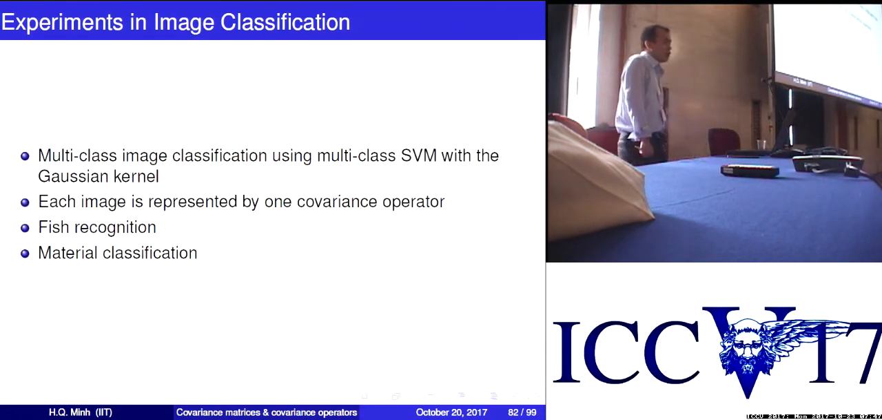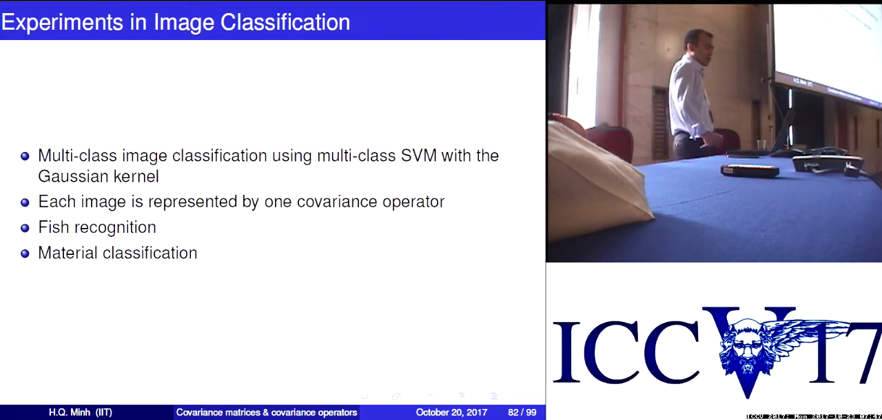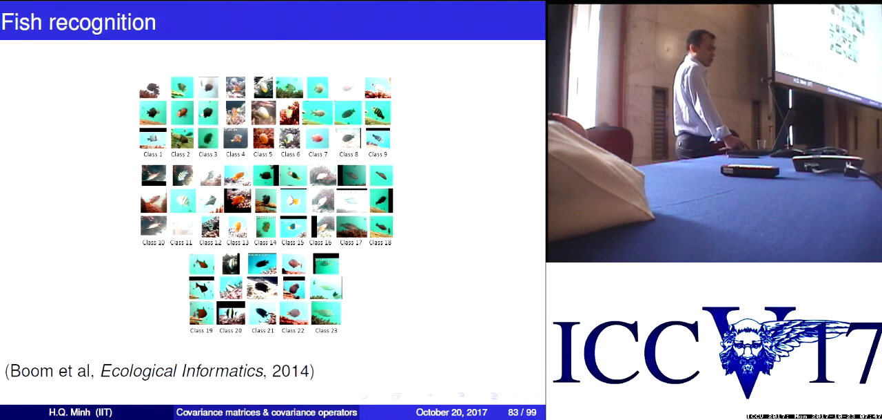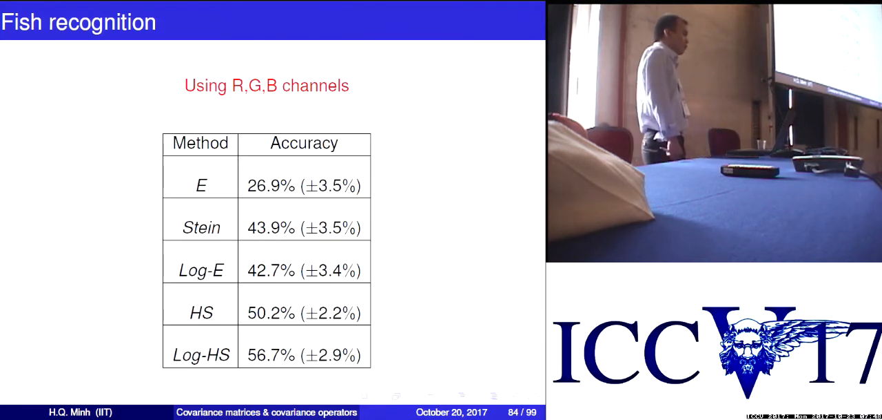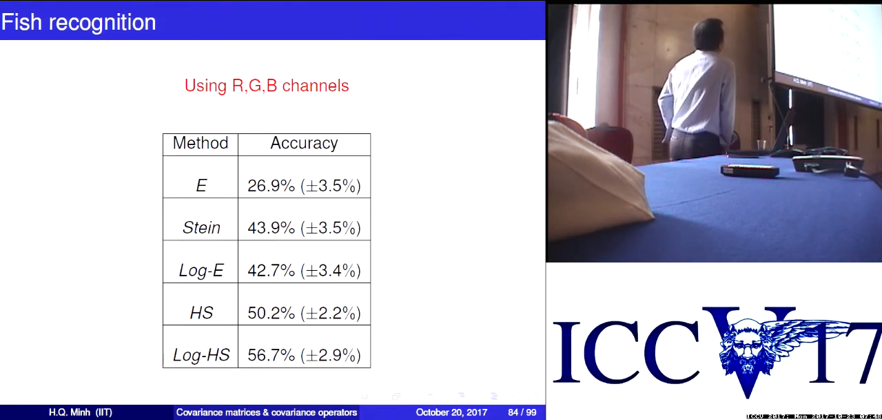I'm going to show some examples for image classification, where each image is represented by one covariance operator. So let's do a few tasks here: fish recognition and material classification. In fish recognition, we have 23 species of fish acquired from live videos. This numerical experiment was carried out by my collaborator, Marco San Biagio. For this experiment, we were just using the R, G, and B channels. Let's look at the first line, where we have the Euclidean, then the third line, where we have the log Euclidean, and we move to the Hilbert-Schmidt, and then the log HS. This is with SVM. Now you can see that there's a big jump between log E and log HS using just RGB channels.